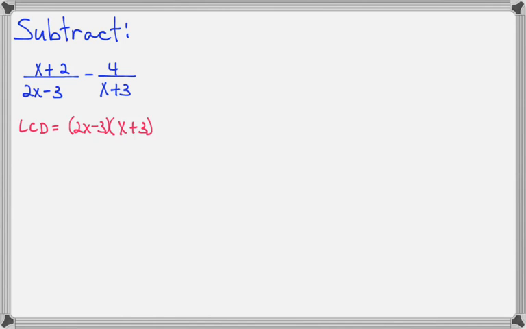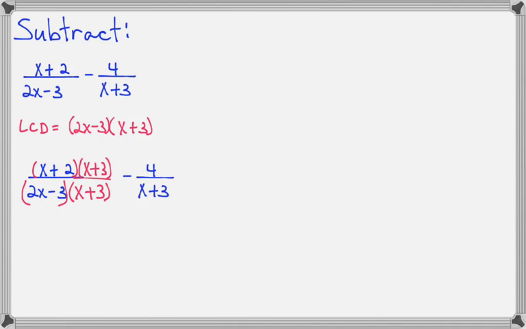Alright, now it's our goal to make both of these denominators look like this. So I'm going to copy the same problem again, and I look at this first denominator and I say this one needs an x + 3. So I put x + 3 in the top and the bottom. And then I look at this denominator and I say this one needs a 2x - 3. So I put that denominator in the top and in the bottom.